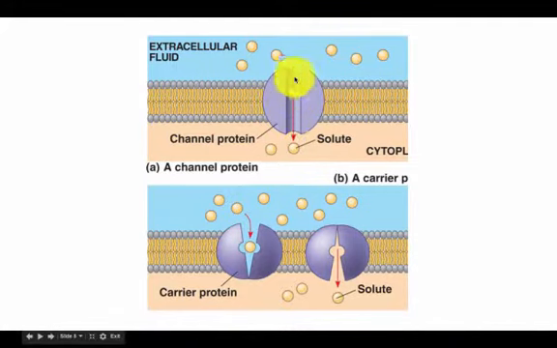This is showing you the channel one, so it's just a corridor. But this one is showing you how it can act as a carrier, where it actually changes shape subtly just to assist its movement through. So it's really important to note that facilitated diffusion is still passive.